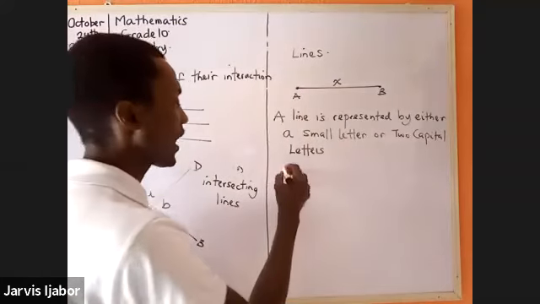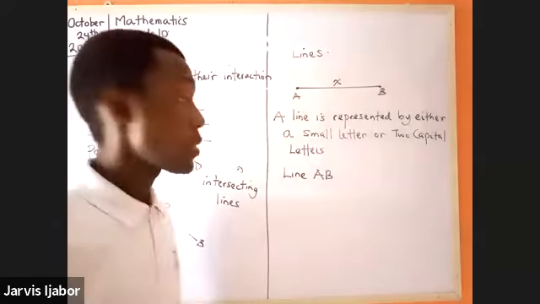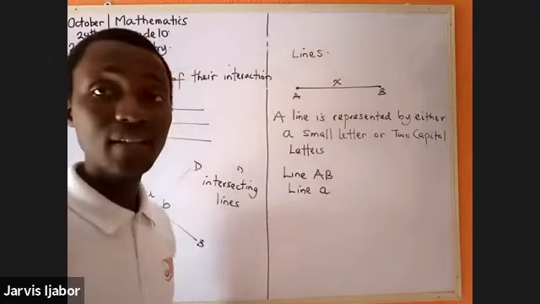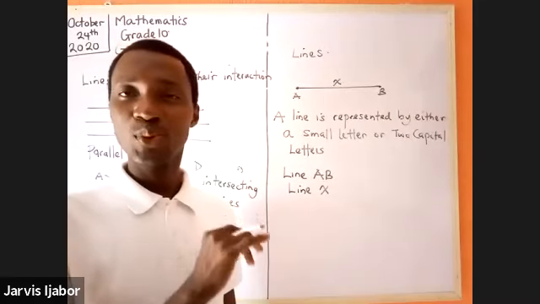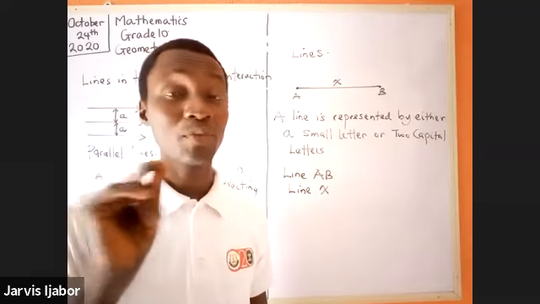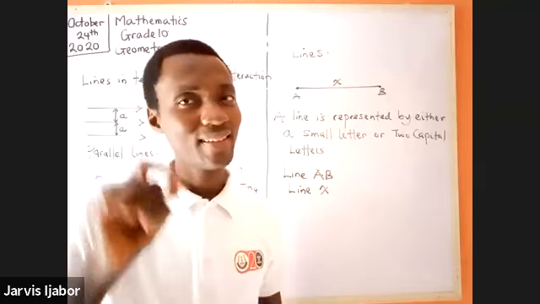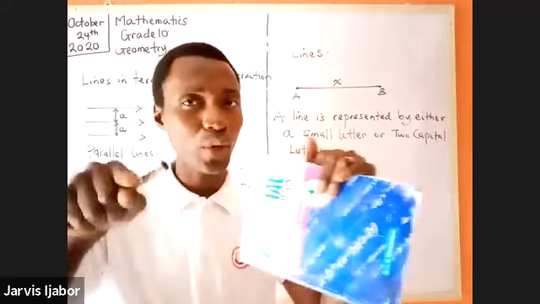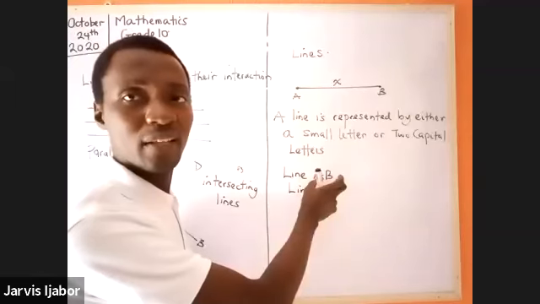So I can say line AB, sometimes called a line segment, or I can simply say line A, or in the case of my diagram, line X. So you need to know these terms very, very well. Notice that when we talked about points, we said a point is represented by what? A capital letter. You're going to see this come to better understanding when we try to create shapes. Now, a line is either two capital letters or what?